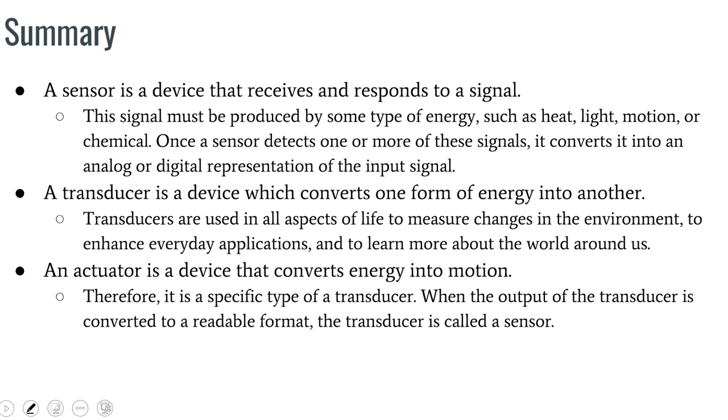So, in summary, what we have covered today is mainly three things. One is sensors. Sensors are devices that receive and respond to signals. A transducer is a device that converts one form of energy into another. And actuators are devices that convert energy into motion. When it comes to sensors, there are many different sensors, as long as they are able to measure some phenomenon or some form of energy change, detect that and respond with a signal.